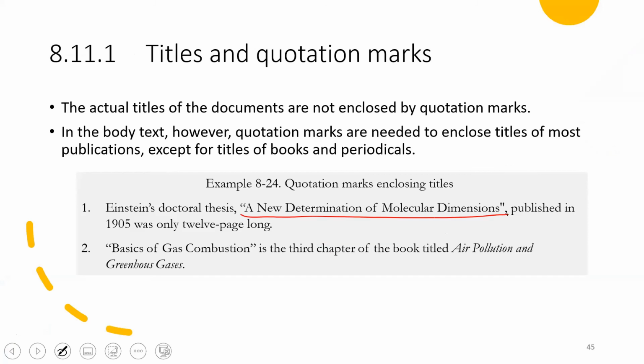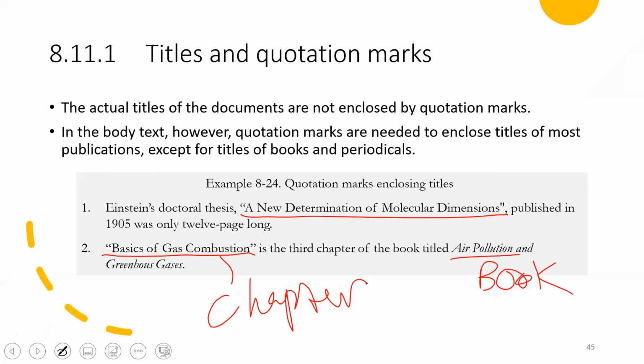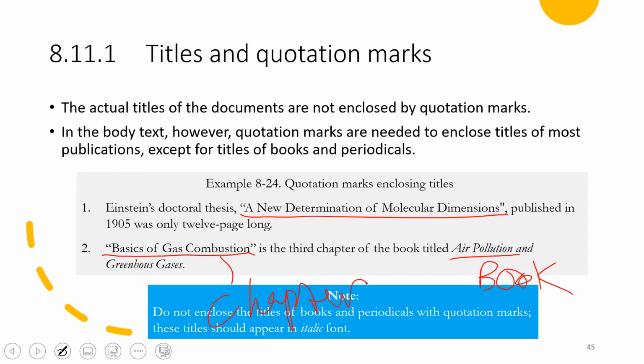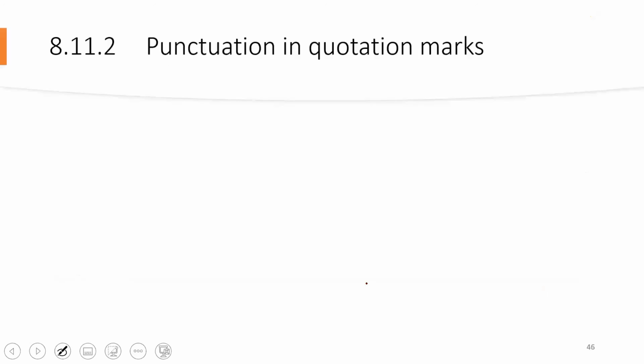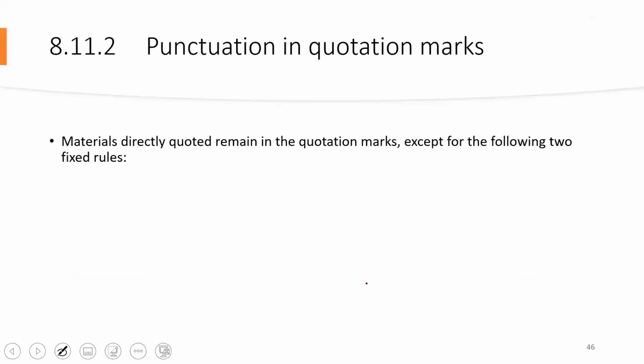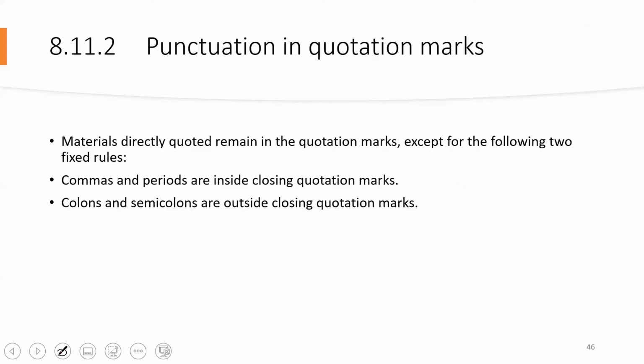So basics of combustion, that's one chapter. So this is the book. When you have a chapter in a book, you use quotation marks for the chapter, but not for the book. Okay. Punctuation with your quotation mark, this is a little bit tricky. Commas and periods are always enclosed inside the quotation mark. Colon and semicolon, they're outside.